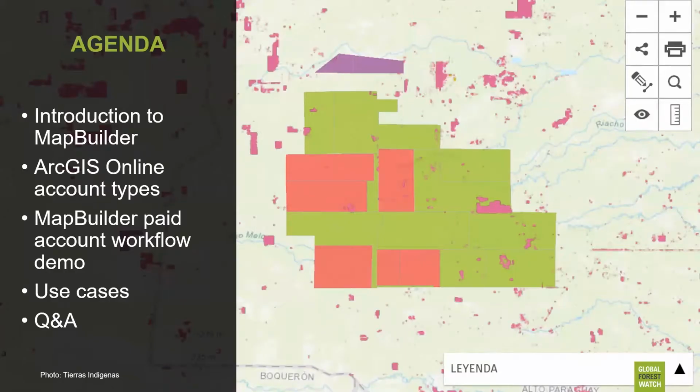So throughout this webinar, we'll offer an introduction to MapBuilder, elaborating on MapBuilder's history and what it offers, and then also differentiate the ArcGIS Online account types that are available, which are a free public account or a paid organizational account. We'll then offer a demo of MapBuilder and highlight how you can utilize it to create your own monitoring application on a paid organizational account. And lastly, we'll cover some examples of how MapBuilder has been used in the past. Then at the end, we'll provide ample time for questions. I'll now pass it to Gabrielle to talk about MapBuilder and the account types available.